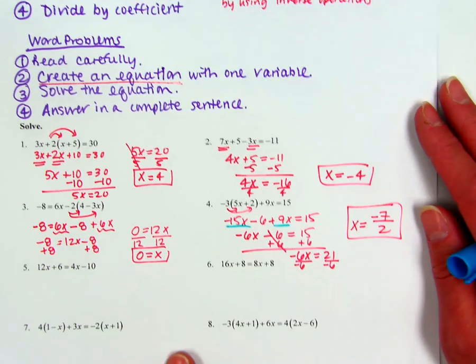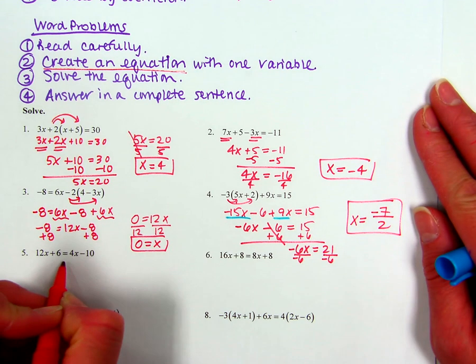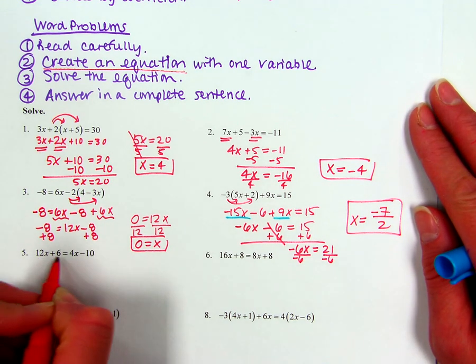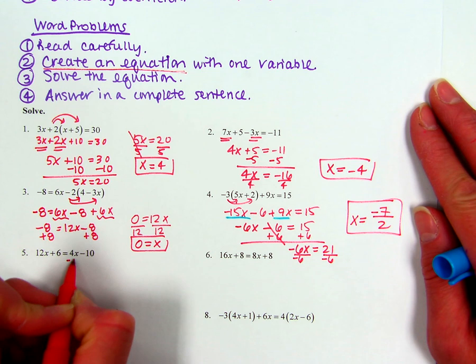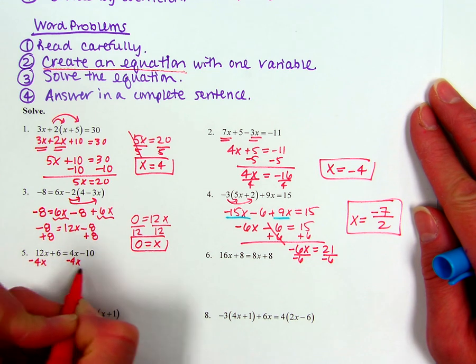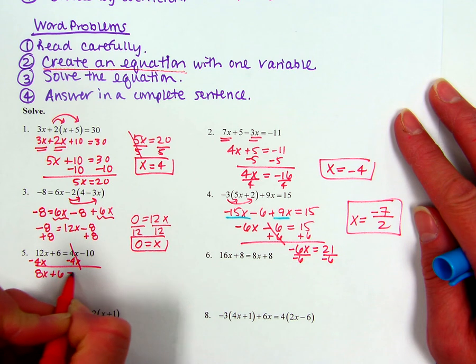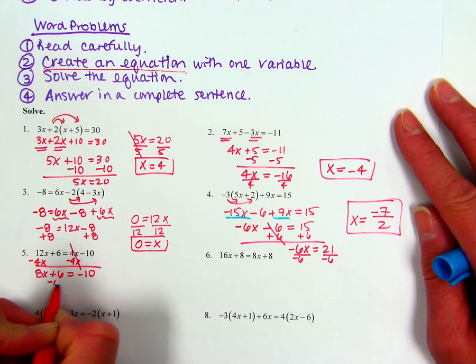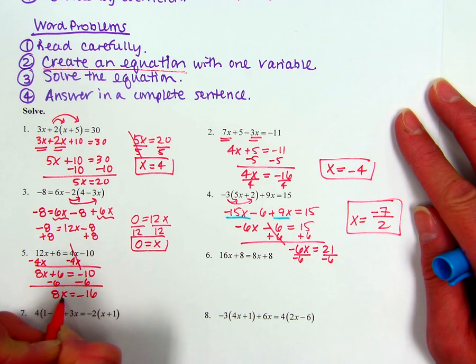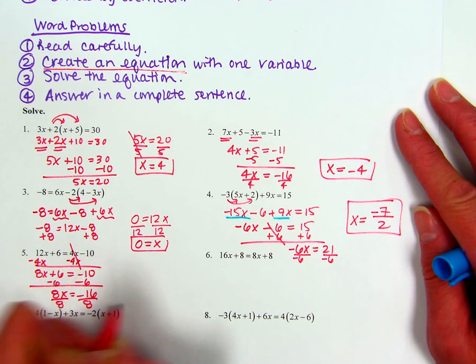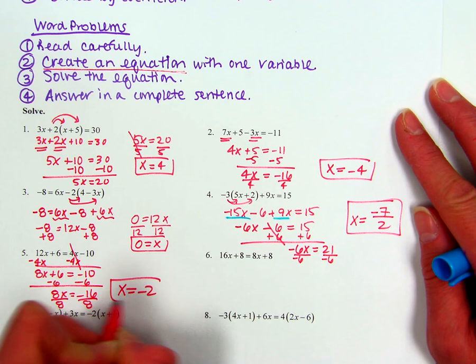Okay, number 5. We have no distributive property. We have no like terms, so I'm just going to move my variables over. So since that's a positive 4, I'll subtract it. I get 8x plus 6 equals negative 10. And I want to move my 6 over. So I get 8x equals negative 16. And I'm going to divide by my coefficient, and I get negative 2.